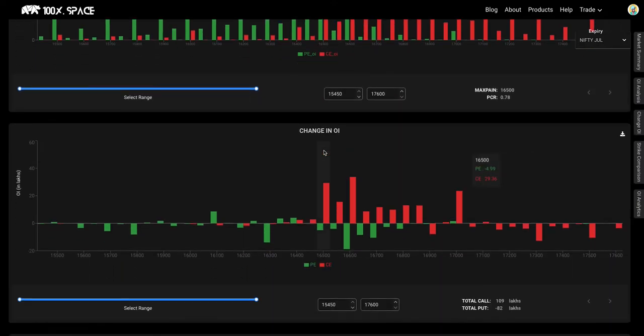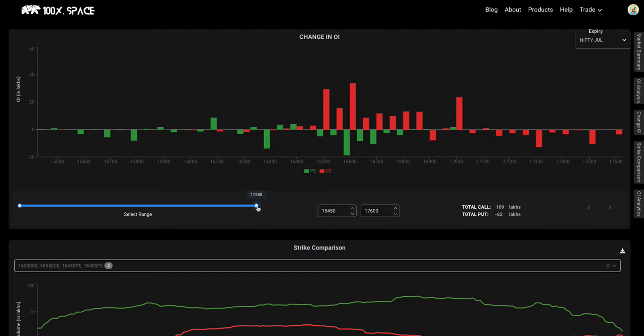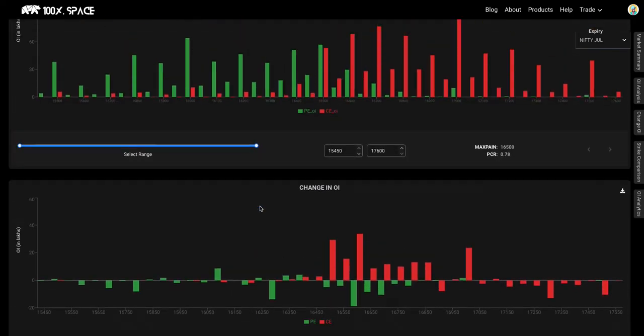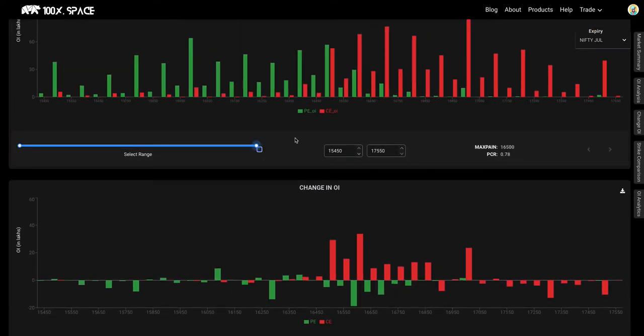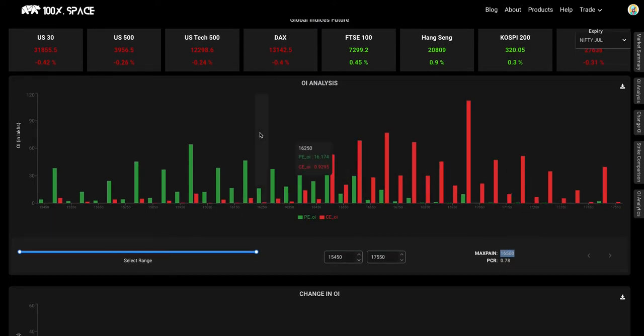Okay, we will come back to this, but the changes I already discussed. You can also select some range if you want to zoom in, zoom out everywhere, specifically. And you can hover to see how much each is, so you will see the numbers. Here we can see the max pain is right now 16,500. It is dynamic, everything here is dynamic, and the PCR is around 0.78.